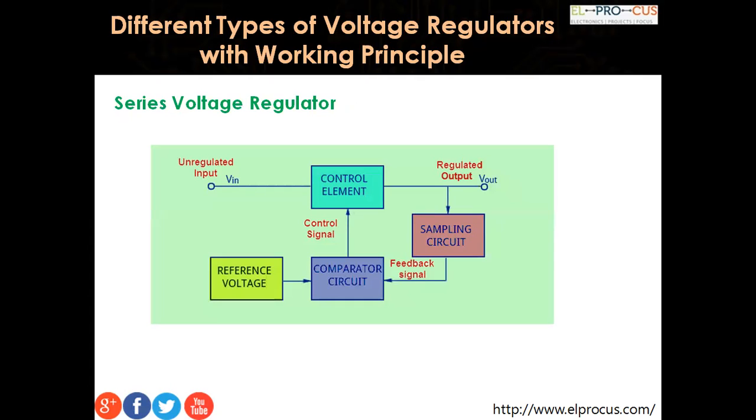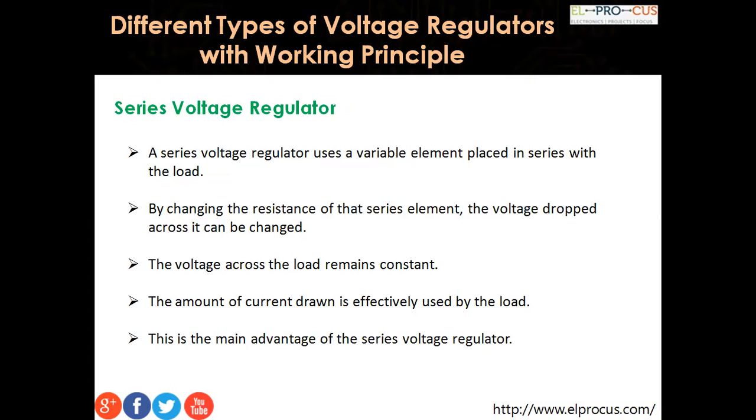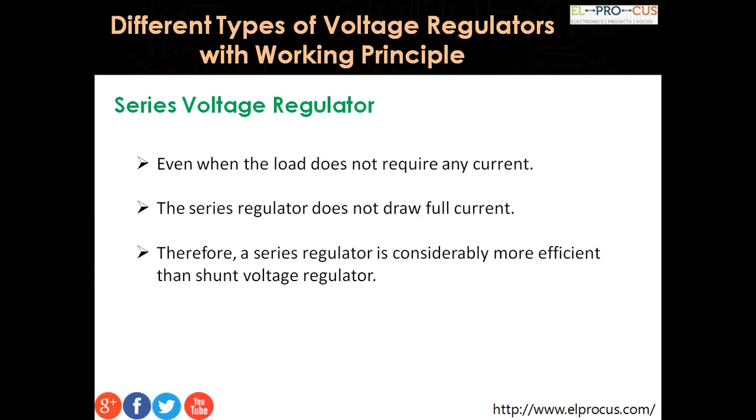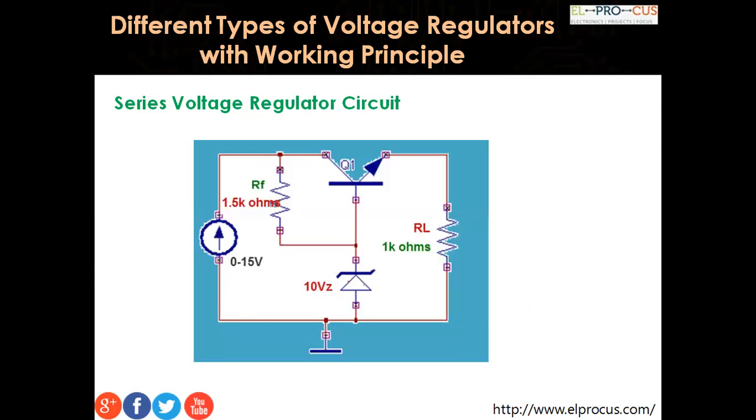We have already seen this circuit diagram. If there is a series voltage regulator, the control element will be in series with the input and output. This is the block diagram. If we are using the voltage regulator, it uses a variable element that will be placed in series with the load. We have already seen the series voltage regulator. We are using this as a control element, and you can see this control element, the BJT, will be in series with the load, and it will be in series with the input.